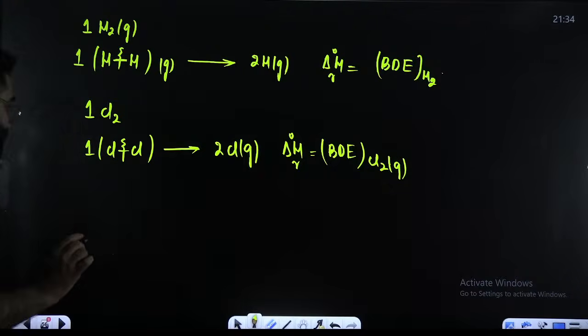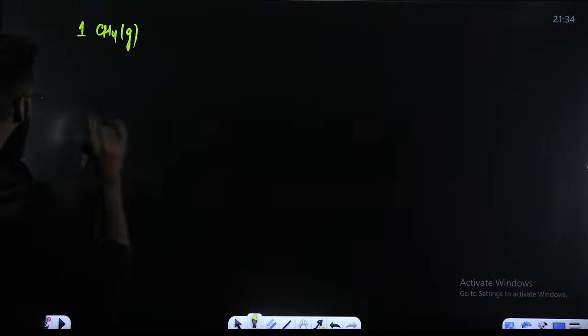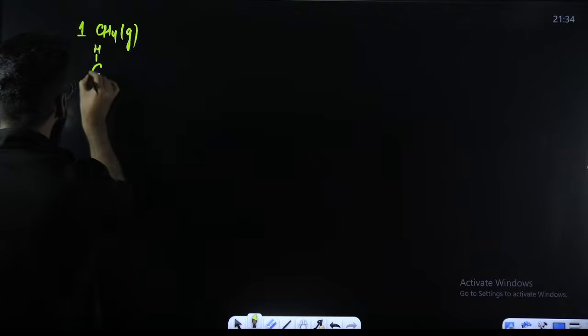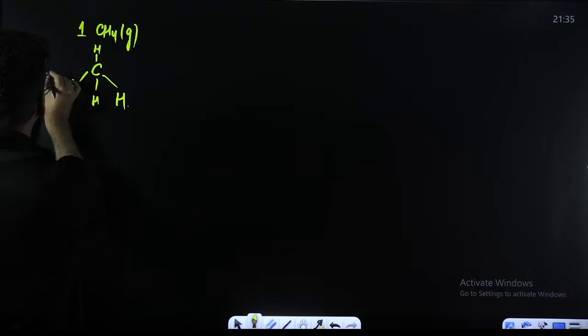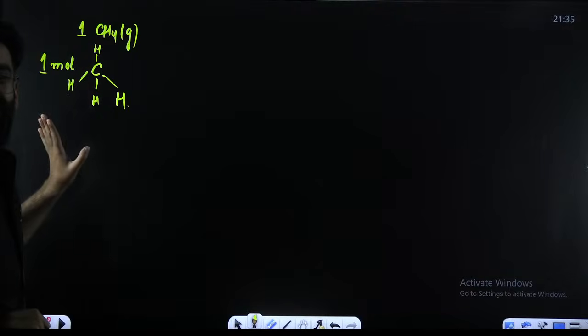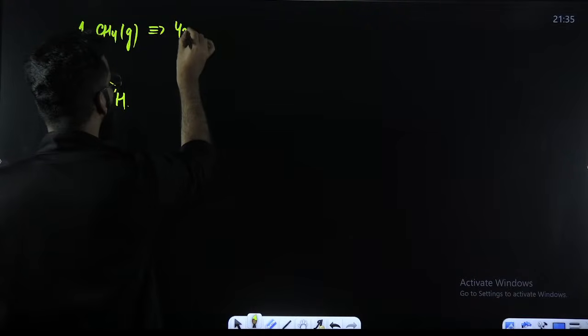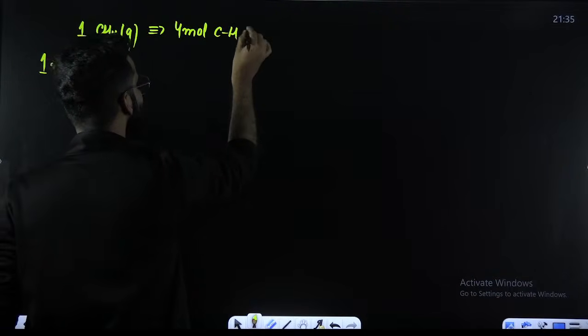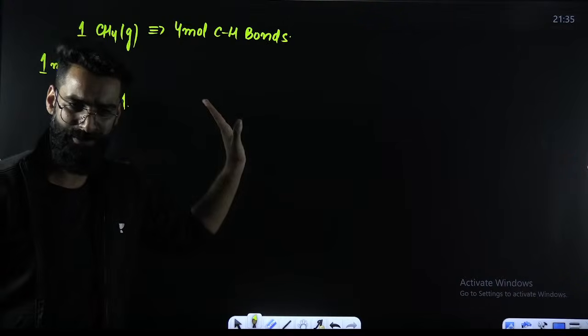Now guys, if you look at it very carefully, I need to tell you one important thing. For example, I have got 1 mole of CH4 gas. Tell me one thing. In 1 mole of CH4, how many moles of CH bonds are there? Can I say in 1 mole of CH4, there are 4 moles of CH bonds?